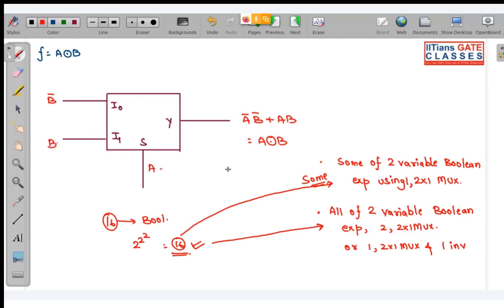Yes. So did we understand this or not? That some of the two variable Boolean expressions can be constructed using a single 2 cross 1 mux, whereas all the Boolean functions of two variables can be constructed using a 2 cross 1 mux along with an inverter. Did we get this point? Because I will show you one direct question in GATE, okay, fine.